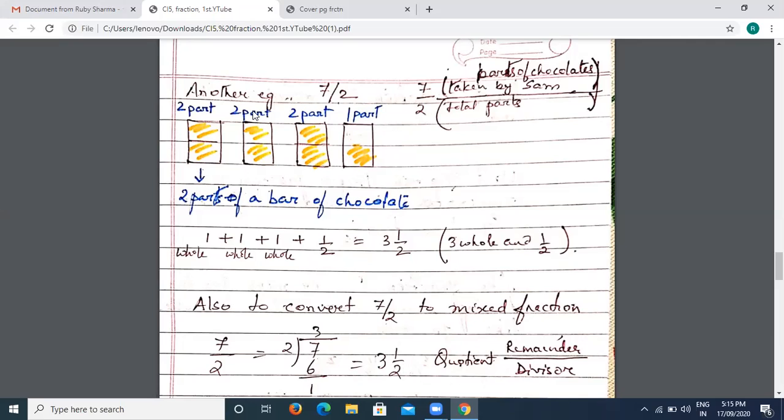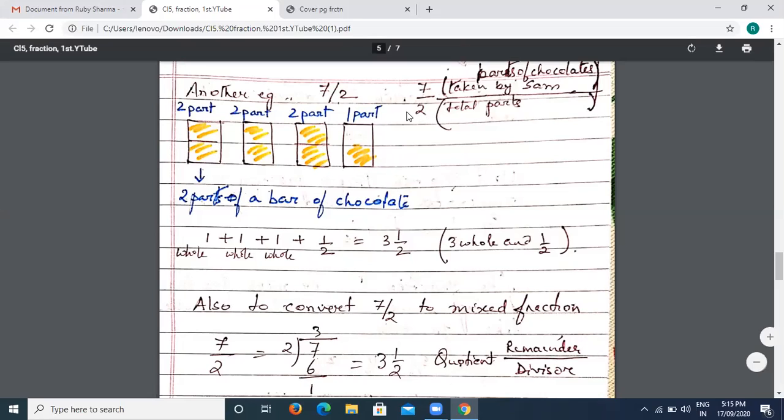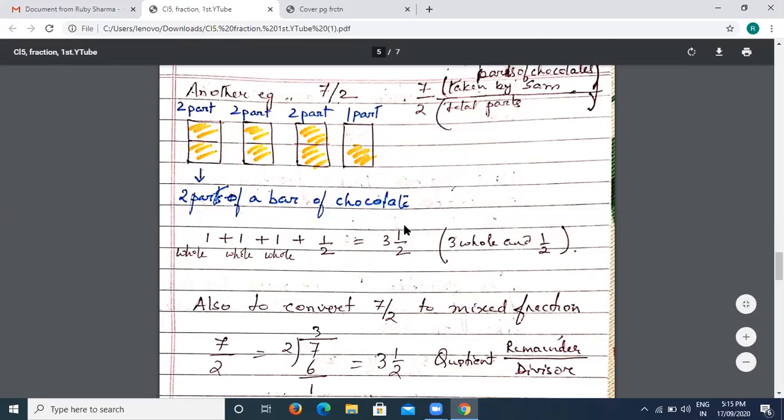And practically, the denominator is how each object is divided. So each chocolate is divided in 2 parts. For 7 parts, he will need more than 1 chocolate. So all improper fractions are greater than 1. So here it is 3.5. You need 3 chocolates and half. Is it clear, all of you?